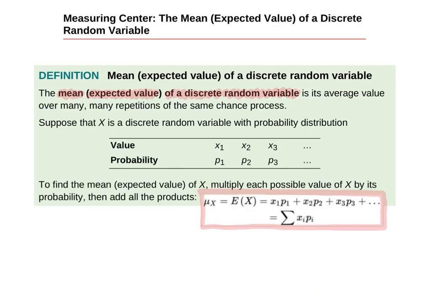Another thing we can analyze in probability distributions is the mean, or the expected value of the average. The mean, or expected value, of a discrete random variable is its average value over many, many repetitions of the same chance process. That shouldn't surprise you. That's been a very common theme. Suppose that this is our definition of our x, our random variable, and then this is our probability distribution. To find the mean, this is technically the equation, but I prefer the words in this situation. You multiply each possible value of x by its probability, and then you add all those products up.